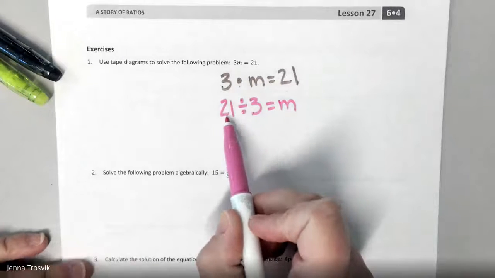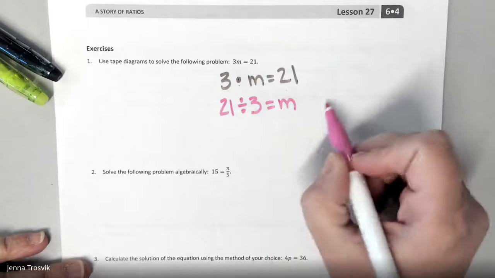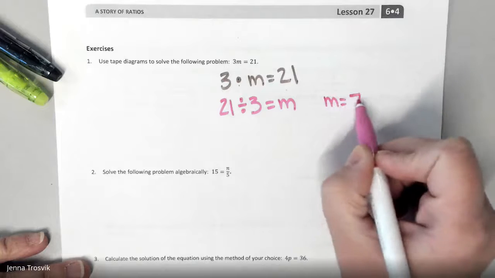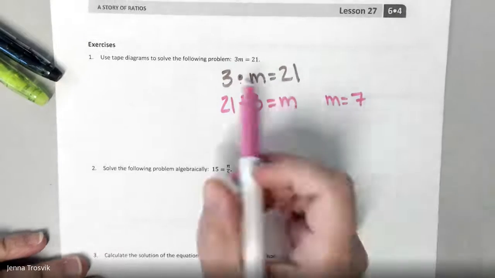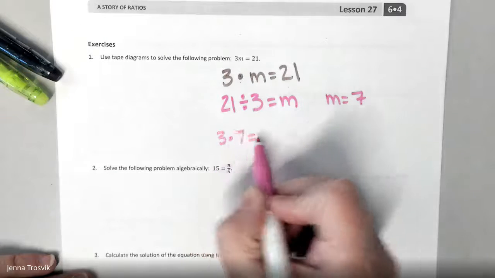So now I have 21 total pieces. I divided into 3 groups. How many are in each group? m equals 7. If you don't agree with this, go back and put 7 in for m. Does 3 times 7 equal 21?